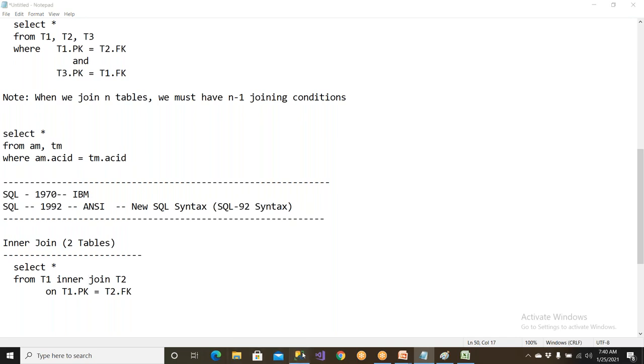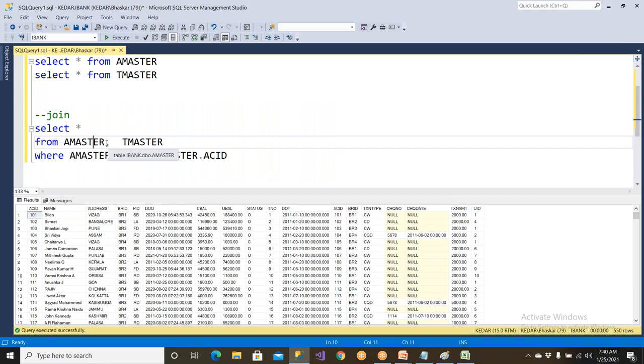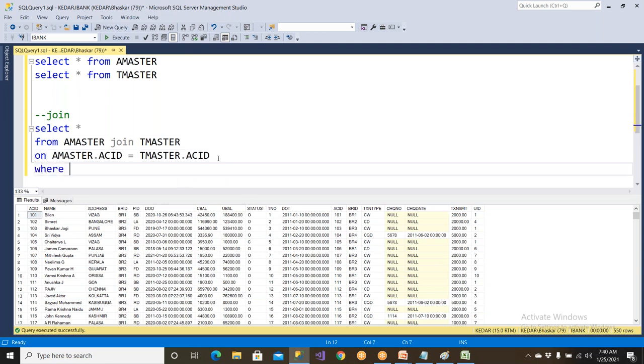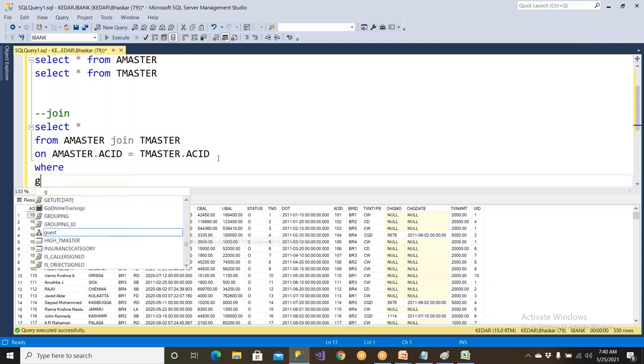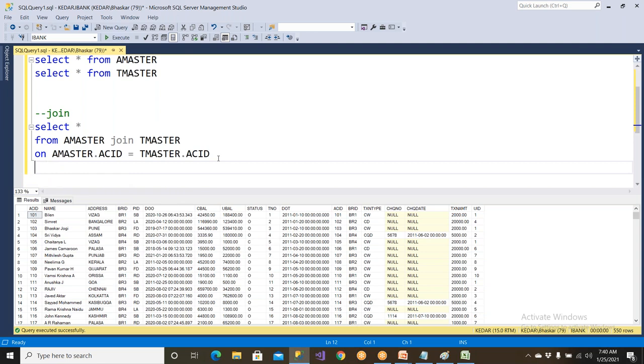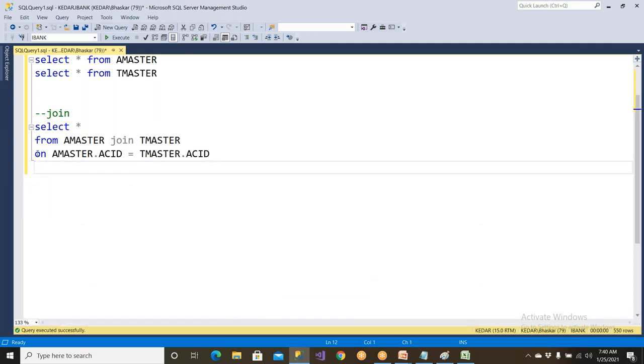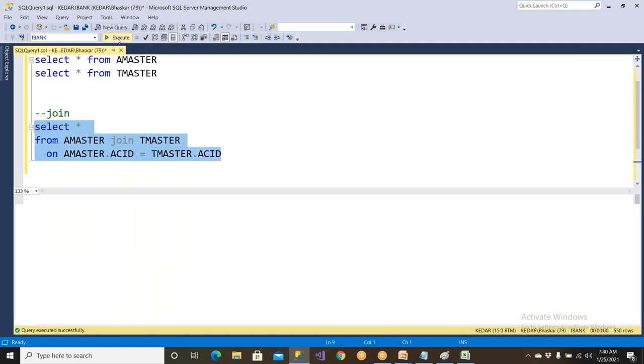Clear? This is the new syntax we must use. The old syntax is also working fine. They said use join, remove where and put on. Later you can have a where clause, then a group by clause, a having clause, everything is going to work. But this is how you should use the new syntax.